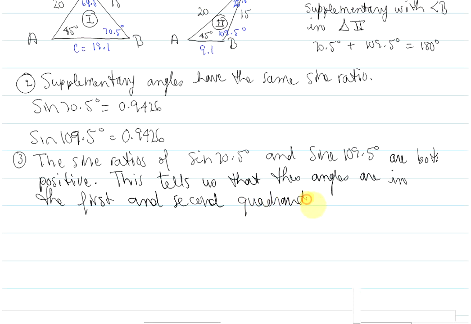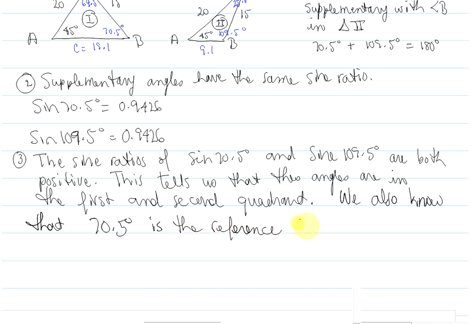Okay. So we also know that 70.5 degrees is the reference angle for 109.5 degrees. Okay, so I'm hoping that these observations will help you when we work on the next question. Okay, so let's end this video here, and then I'll go on to the last example for this section in the next video.